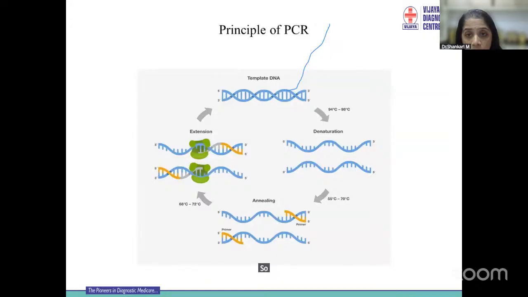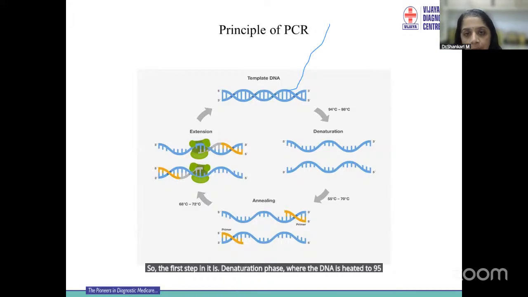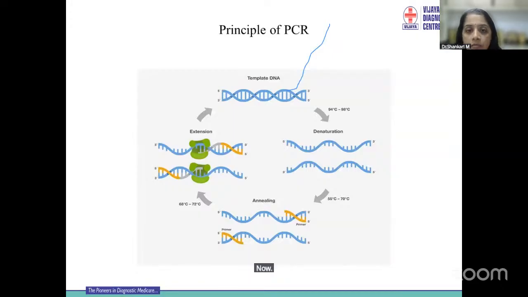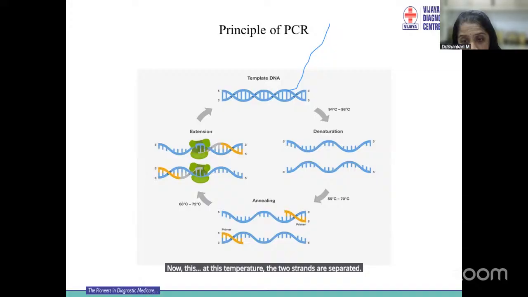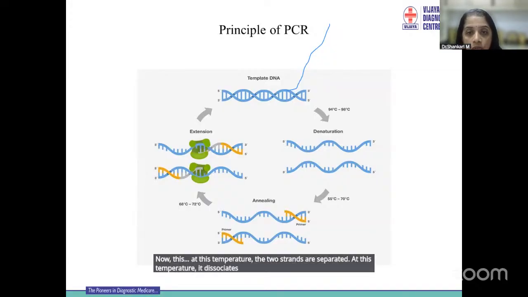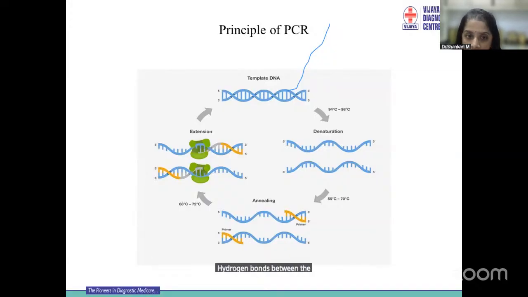So the PCR procedure begins by collecting these small DNA fragments in the tubes. The first step is the denaturation phase, where the DNA is heated to 95 degrees centigrade. At this temperature, the two strands are separated. It dissociates the hydrogen bonds between the complementary bases.